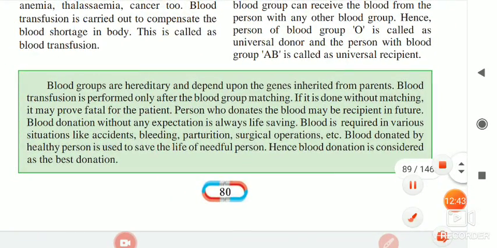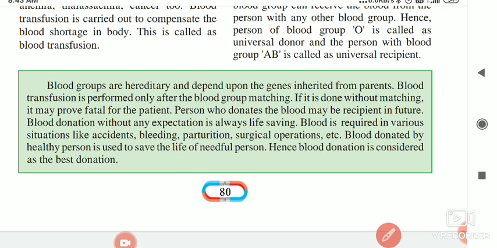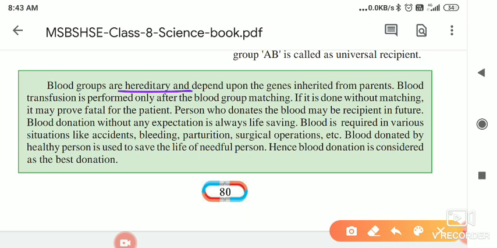Blood groups are hereditary and depend upon genes. They are hereditary, from mother or from father, from someone in our family. The blood group depends on the genes inherited from the parents.